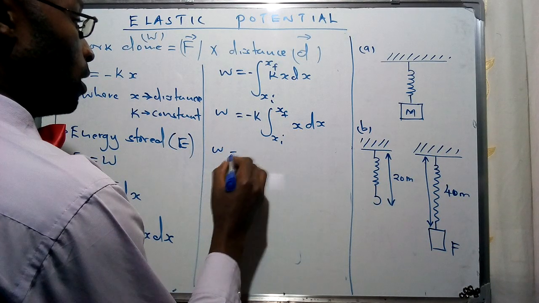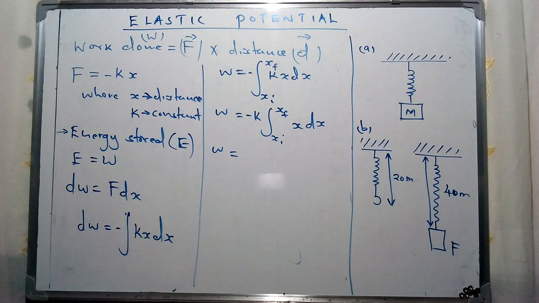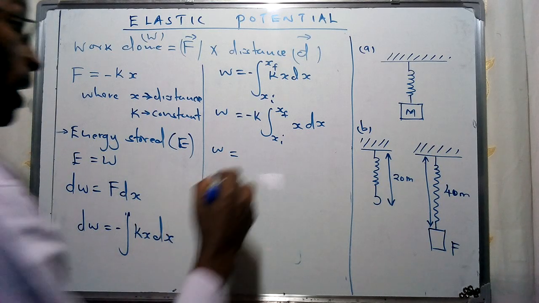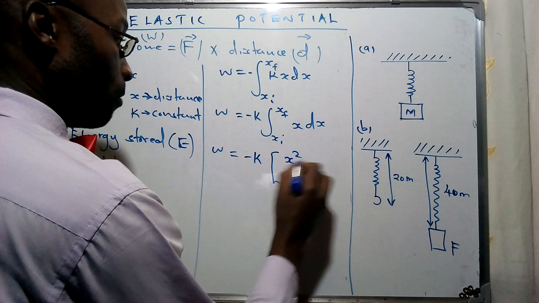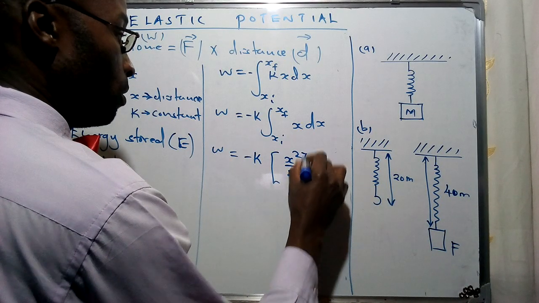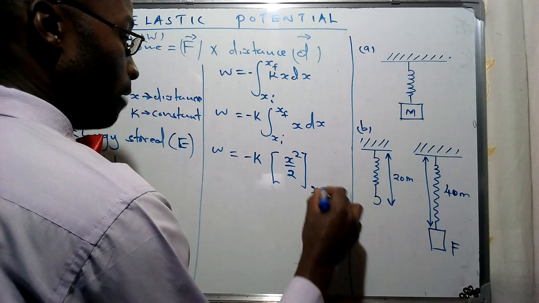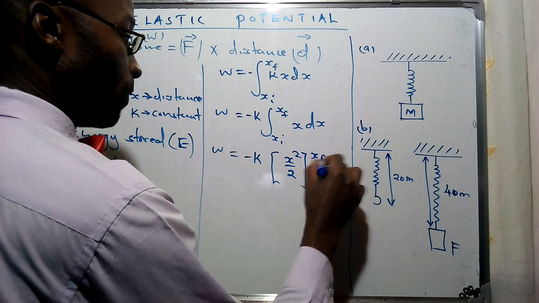This gives us an integral of a particular form, where this is going to be negative k times x squared over 2, evaluated from x initial to x final.